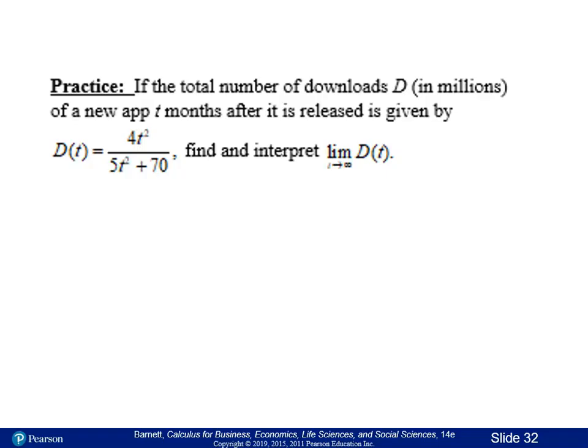Okay, so just an application problem here. If the total number of downloads in millions of a new app T months after it's released is given by this particular function, we want to find and interpret the limit as t goes to infinity of D(t). So if we're looking at the limit as t goes to infinity, this is saying as time goes on, what is happening to this function?